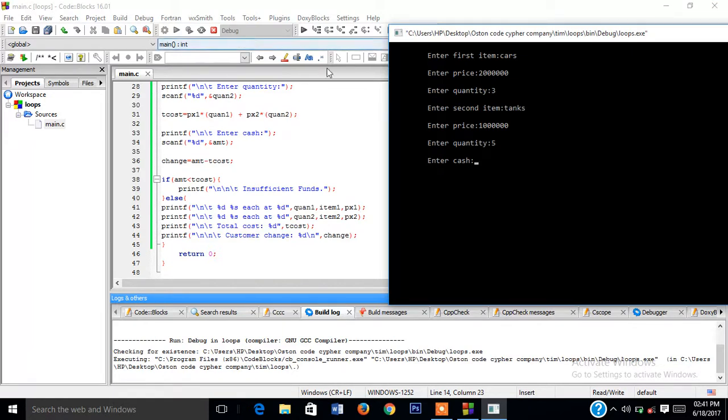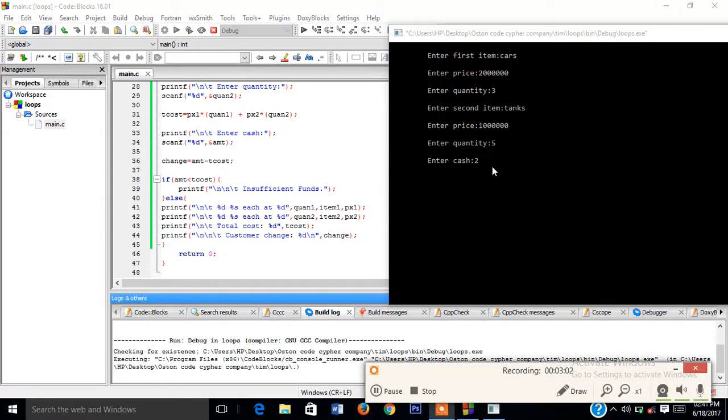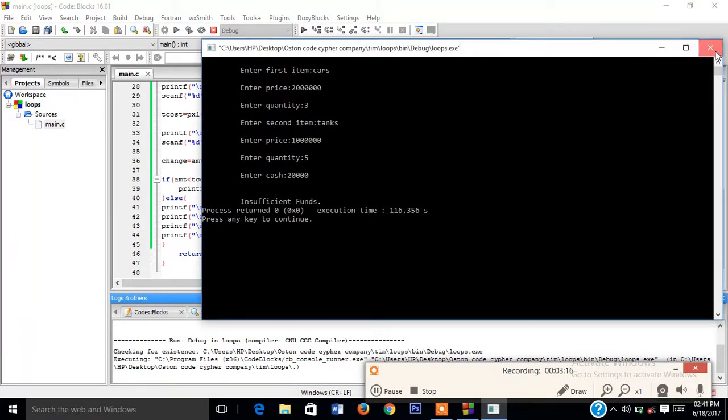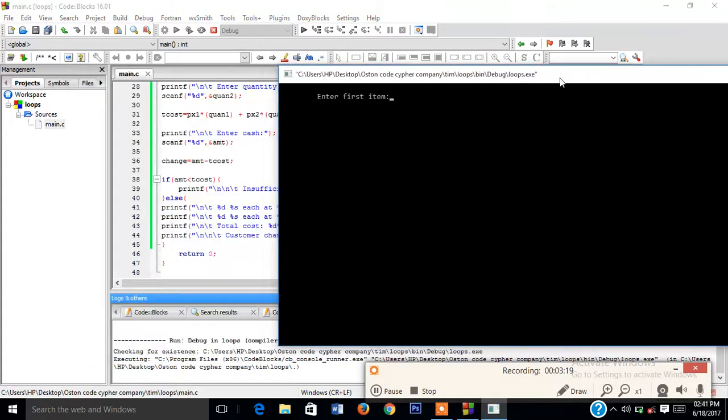And remember, our total cost was processing price 1 times quantity 1, so it will be 2 times 3, which will be 6 million, and 1 times 5, which will be 5 million. When he enters the amount, let's say he's having 20, but when somebody enters less cash, let's say this person has entered only that, they will show him or her insufficient funds. So let us try to run it with correct things.